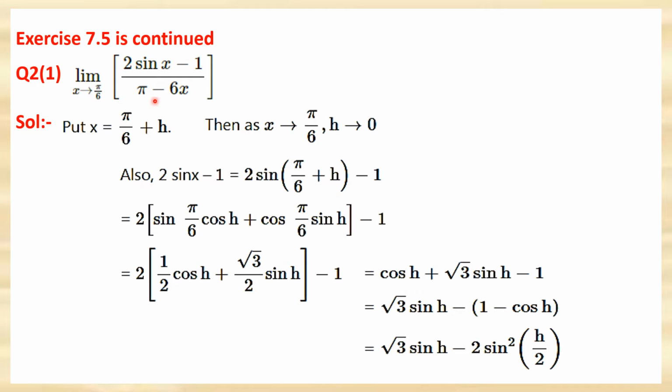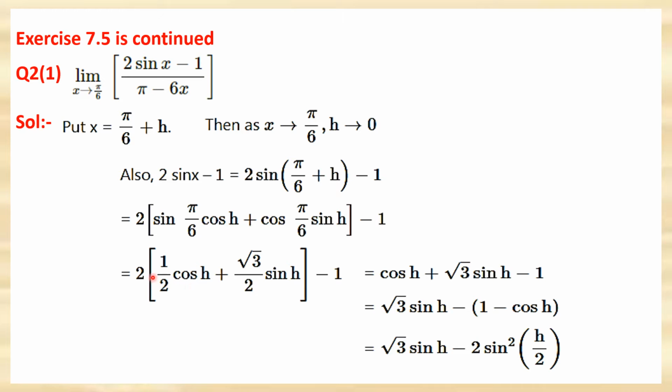Now we will simplify the numerator and denominator separately. First consider the numerator. 2 sin x minus 1 is equal to 2 into sin of (pi upon 6 plus h) minus 1. Here sin(a plus b) is sin a cos b plus cos a sin b, minus 1. So 2 into [sin pi upon 6, which is 1 upon 2, times cos h, plus cos pi upon 6, which is root 3 upon 2, times sin h] minus 1.